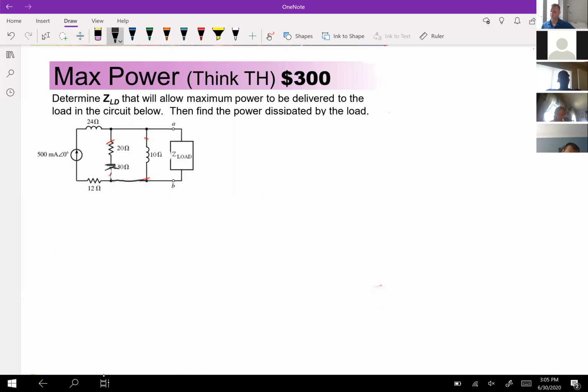Right, this is a Thevenin, and also we're going to use a Thevenin to achieve maximum power. So this is a max power problem. Determine the Z load that will allow maximum power to be delivered to the load in the circuit below. Now remember, maximum power is when the Z load is set equal to the Z Thevenin, or the complex conjugate of the Z Thevenin.